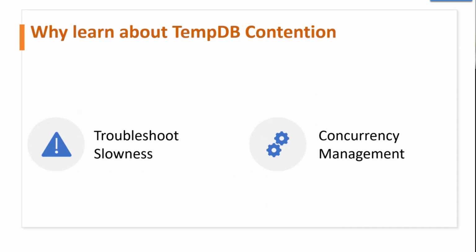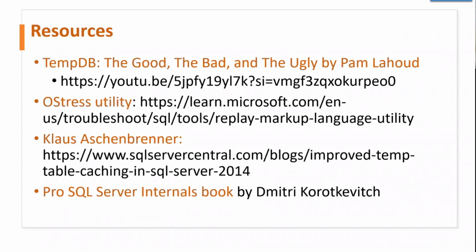go troubleshoot that slowness. And speaking about concurrency management, so you have thousands of concurrent transactions running on TempDB, and how do you manage them effectively? By creating more number of data files. So that will help with this concurrent transactions, spreading them onto the data files. So to do that, you have to really understand what TempDB contention is and how to spot it and fix it.